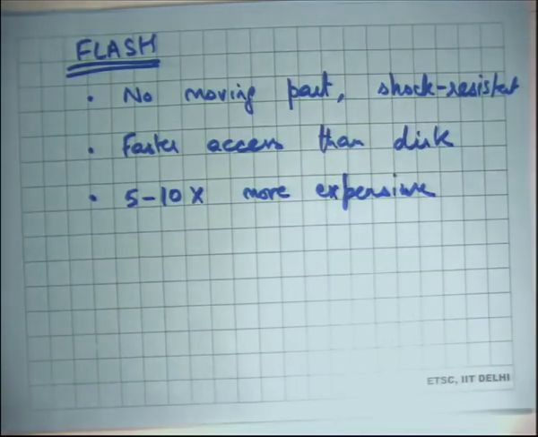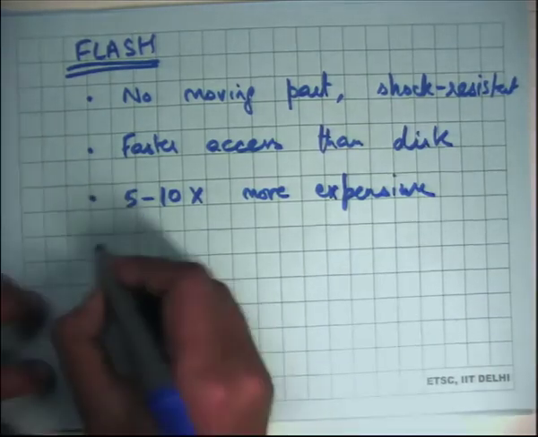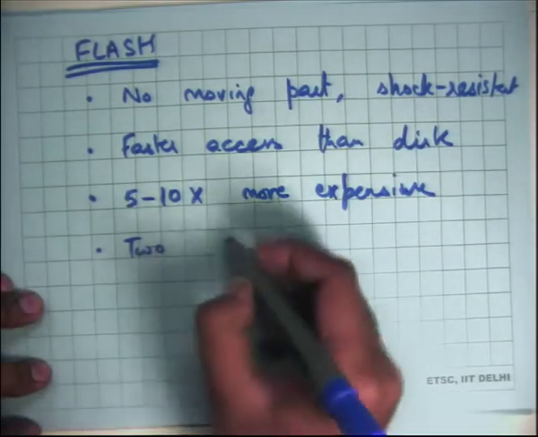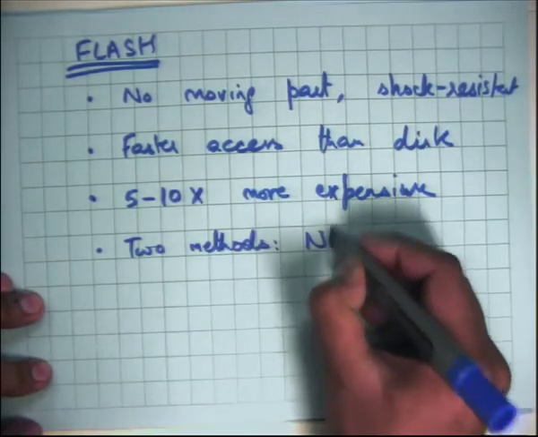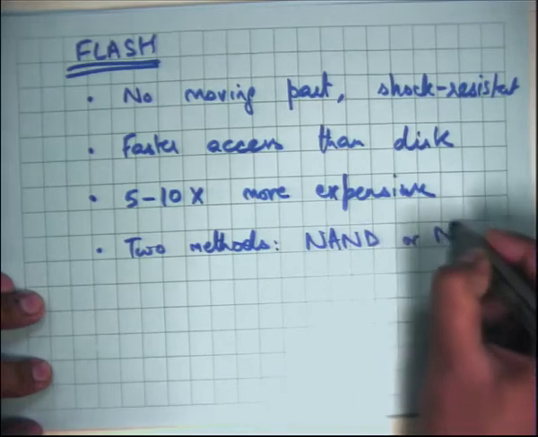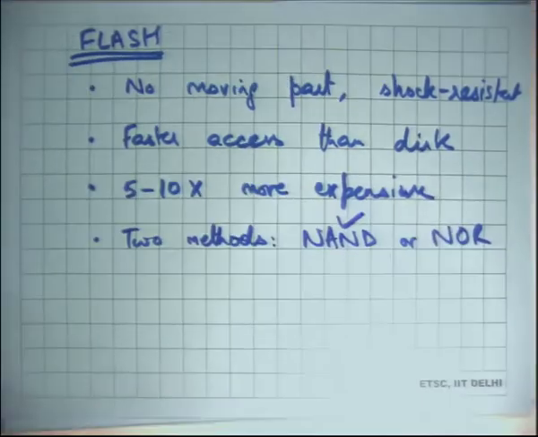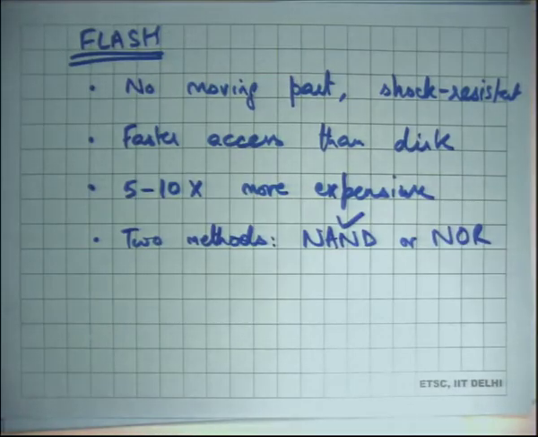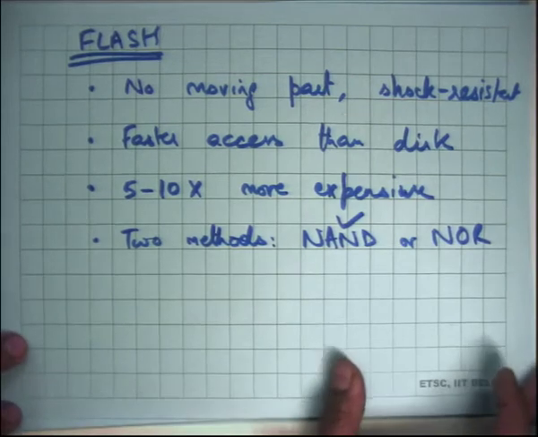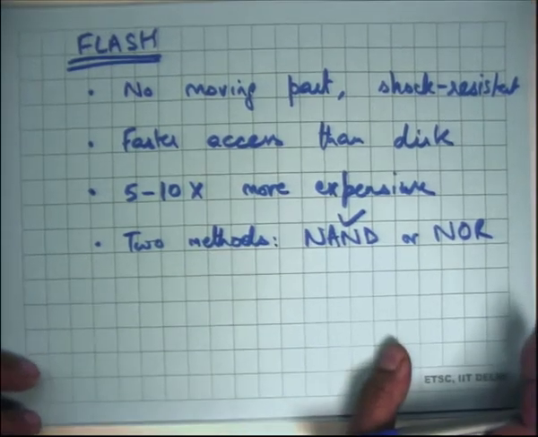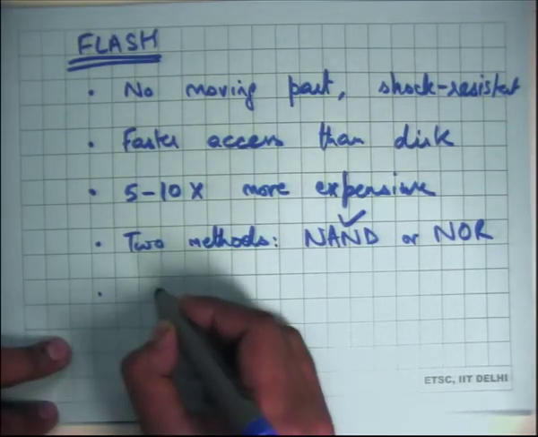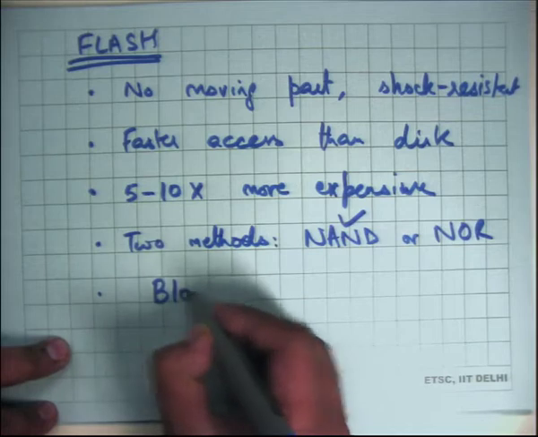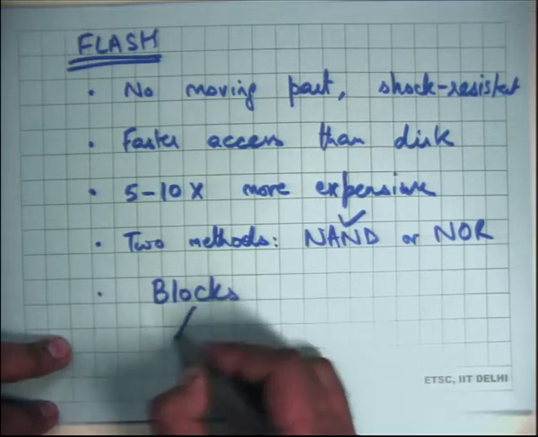Okay. Right. So two methods of implementing flash. Without going into details, let's just understand that there are two ways, NAND or NOR, and the NAND one is more popular today. Okay. So let's see how a flash device is organized. It's organized into blocks, and blocks contain multiple pages.